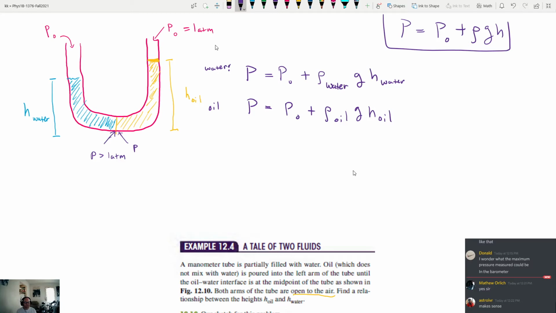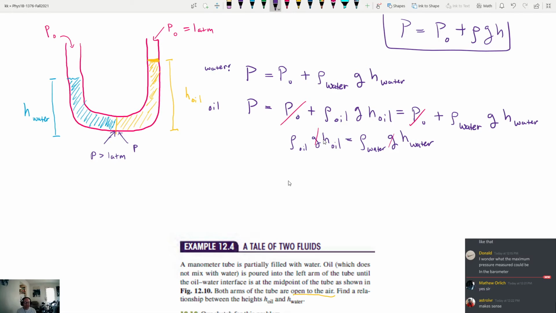And then we can make these equal to each other. So we can just say, okay, well, this is equal to this, because the pressure at the interface has to be the same. The interface is this point right here. We're calling that the interface. Right, so they're equal to each other. So the pressure of the atmosphere cancels out. And a g will cancel out, but we'll do one more step first. So we get density oil, g, height oil, equals density water, g, h water. Gravity cancels out from both of these.